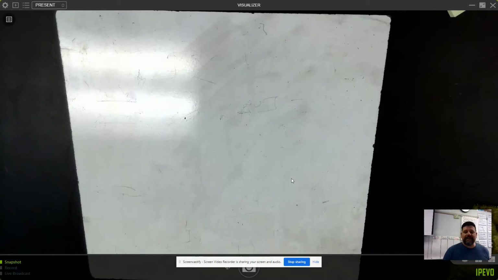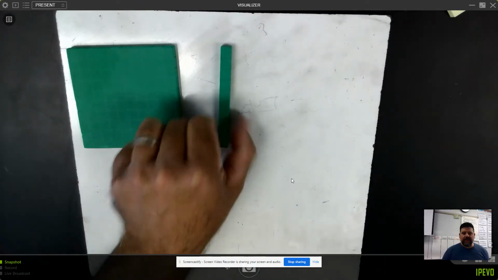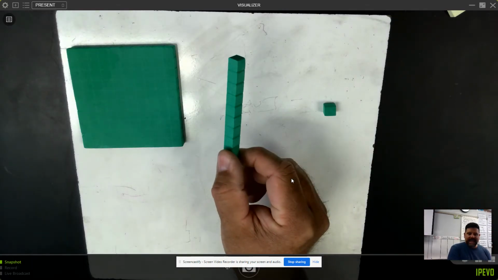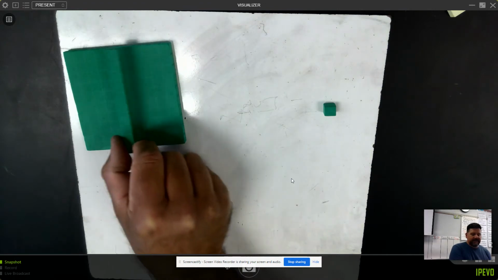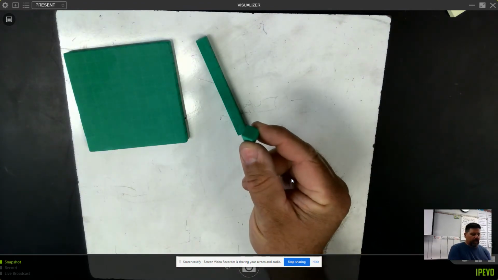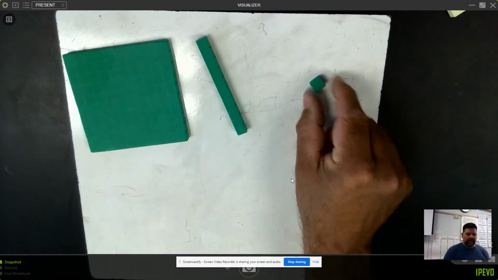We can use pattern blocks to model the addition of decimals. So let's call this 1. Let's call this 1/10, and let's call this 1/100th. It would take 10 tenths to make 1 whole, and it would take 100 hundredths to make 1 whole.